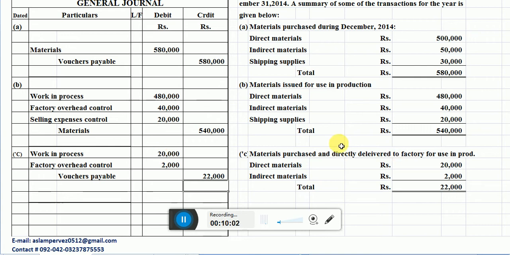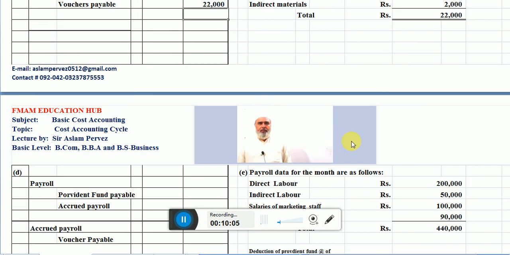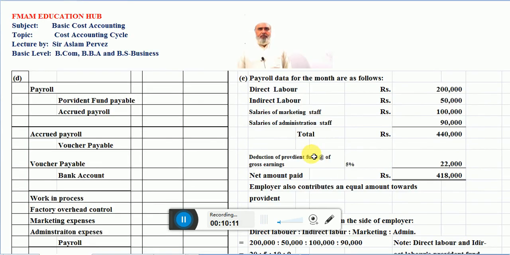Now we move below to payroll. Data for the month are as follows. Students, direct labor cost is 2 lakh rupees. Indirect labor cost is 50,000 rupees. Salaries of marketing staff is 1 lakh rupees. Salaries of administration staff is 90,000 rupees. This is a total gross payroll of 4 lakh 40,000 rupees, which is debited in the form of payroll here.